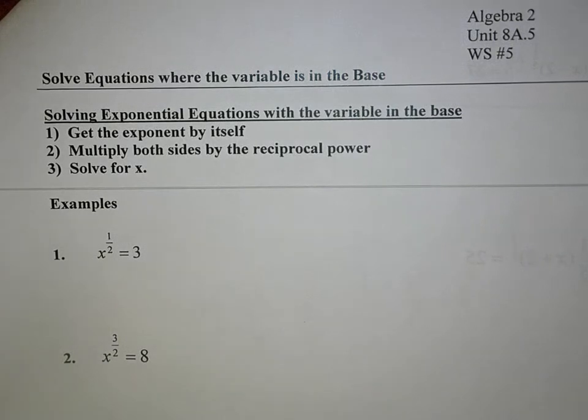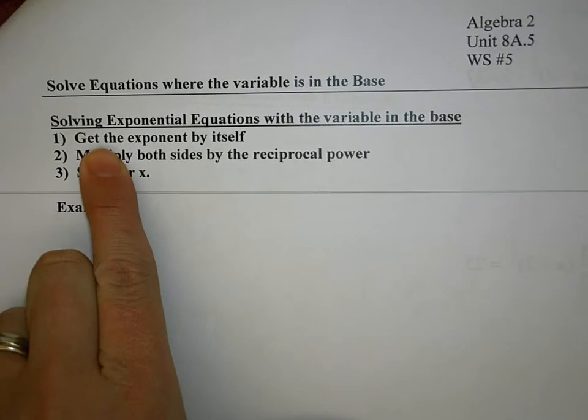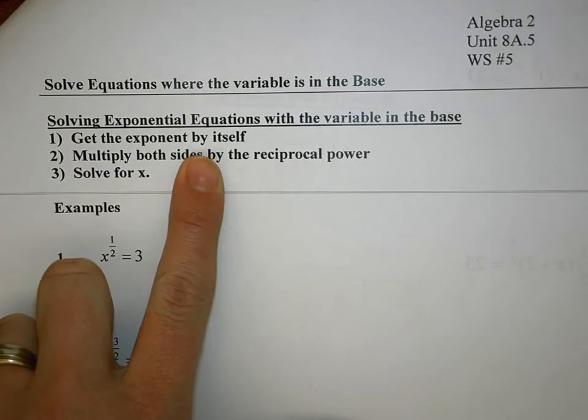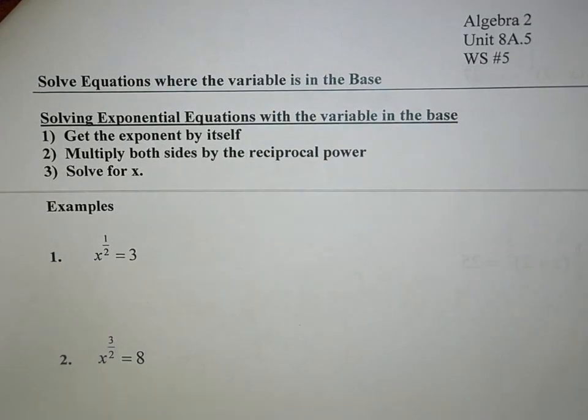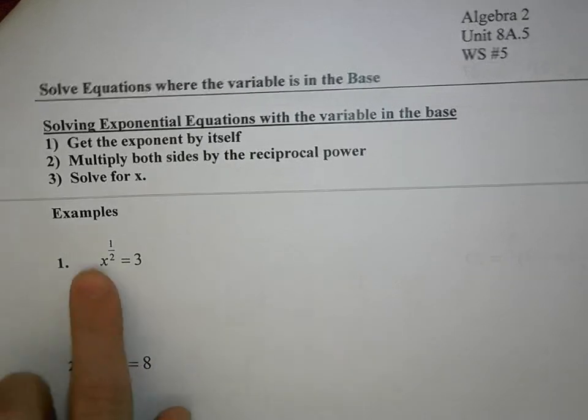Today we're talking about equations where variables are in the base. The first thing you always want to do is get the exponent by itself. What I mean by that is, see how 1/2 is an exponent. Whatever is with that exponent, you want it by itself. So you don't want a number in front or adding or subtracting any numbers. You just want this by itself.